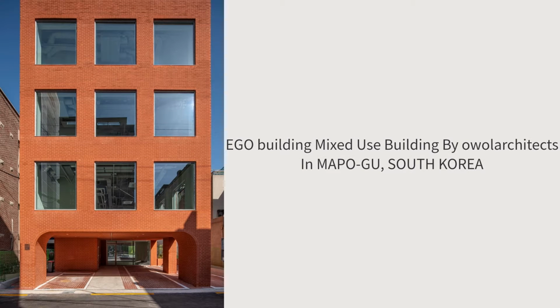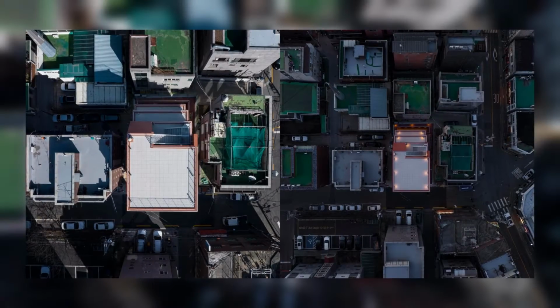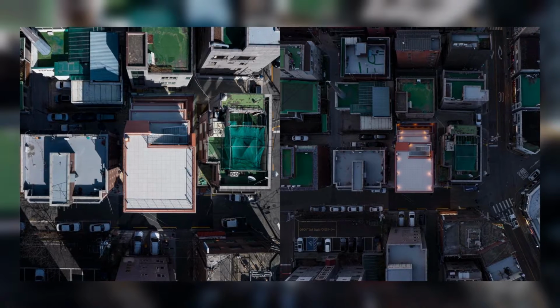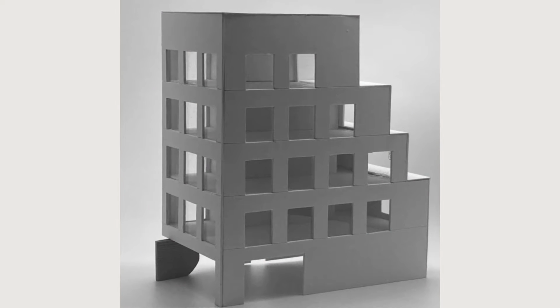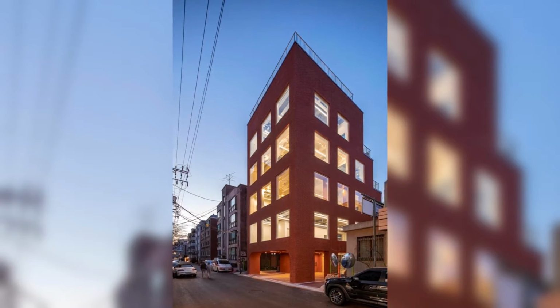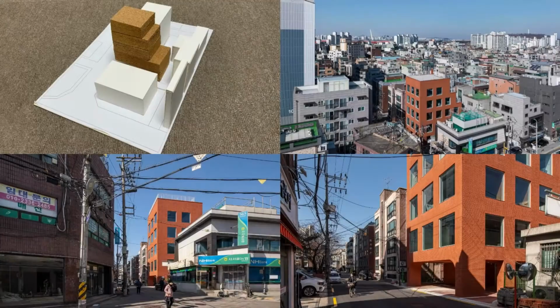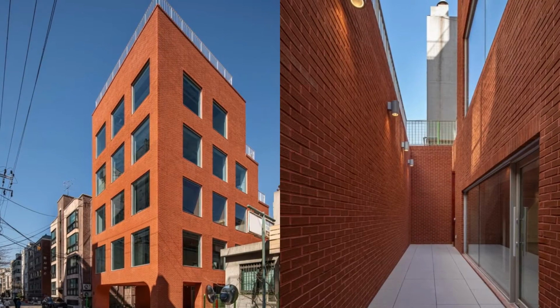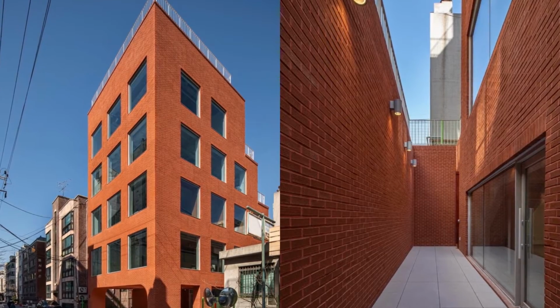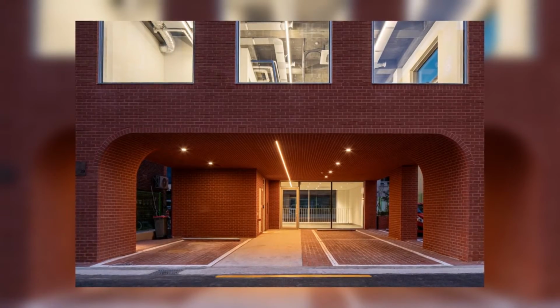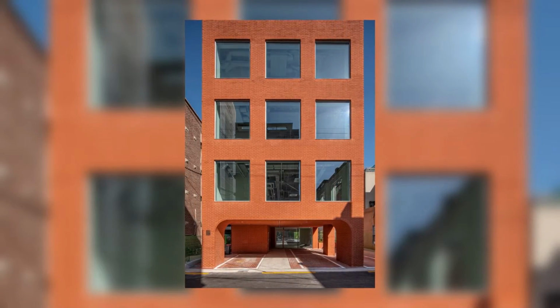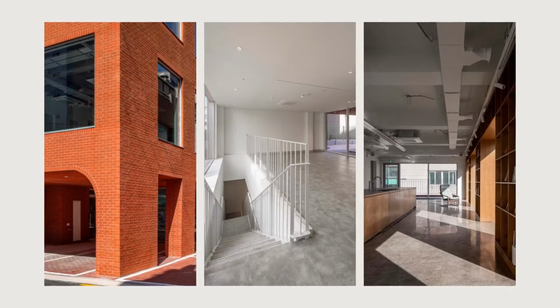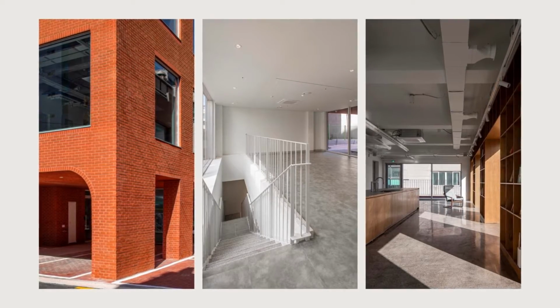EGO Building, a mixed-use building by Owolarchitects in Mapo-gu, South Korea. The design was made up of functional elements except for the most decorative elements. Fortunately, the architect's taste and our taste matched well. Windows, exterior materials, and interior materials were all simplified, so it was our purpose not to mix various materials. The design of the elevation is also planned with geometric figures and consists only of regular straight lines and curves.